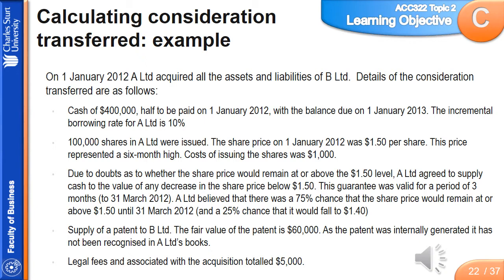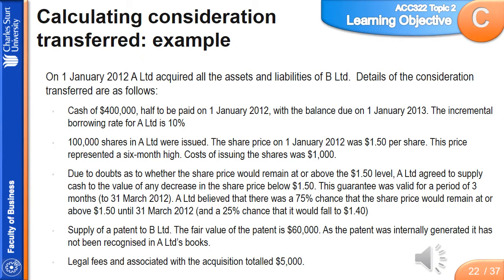There's a cash consideration of $400,000 to be paid, half on the 1st of January 2012 and the balance due 1st of January 2013, so 1 year later. And there's an incremental borrowing rate of 10% here. So for this example we'll have to discount it.